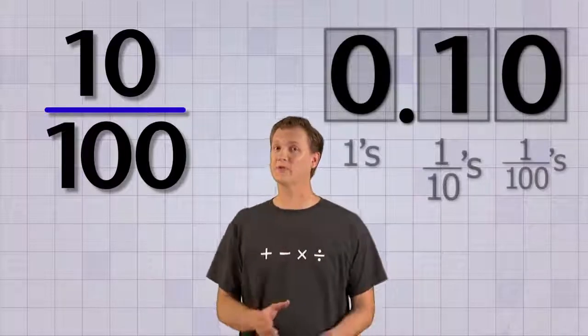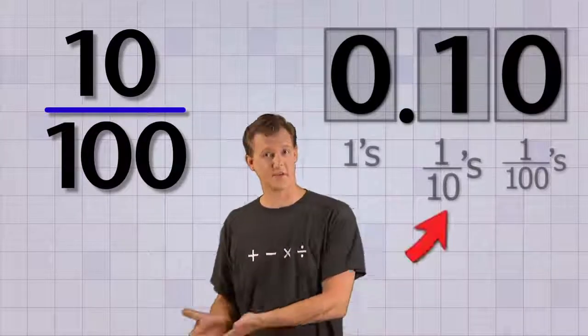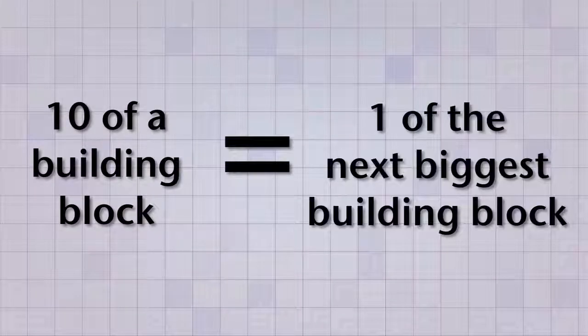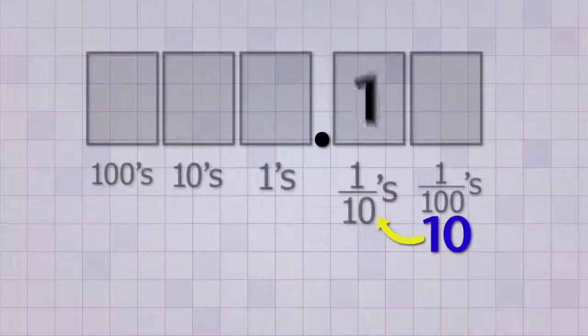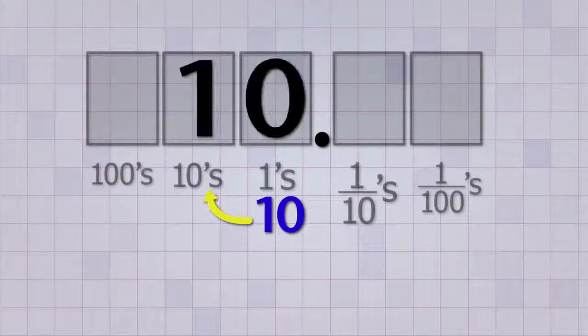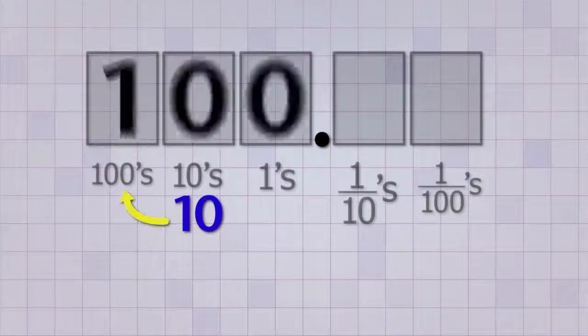Just like before, we have to use the next number place to the left, the tenths place. This happens because any time you have 10 of a building block, they combine to form one of the next biggest building block. For example, 10 hundredths is a tenth, 10 tenths is a 1, 10 ones is a 10, and 10 tens is 100.